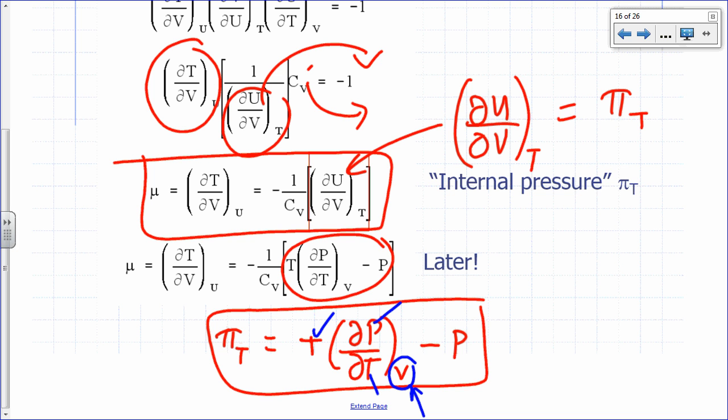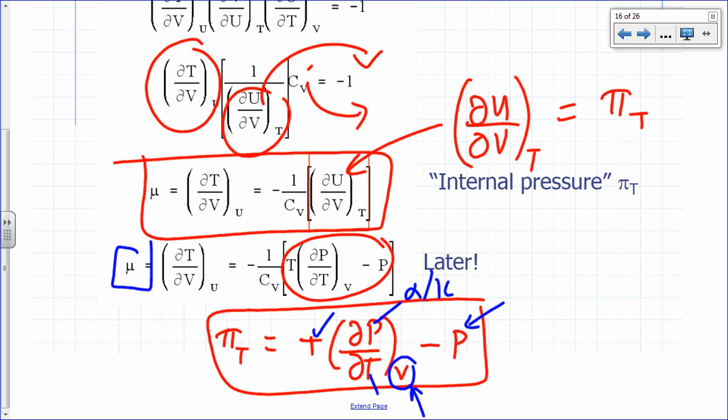What would you look up to get partial of P with respect to T? Remember? Alpha over kappa. Okay, that's just alpha over kappa. Pressure you can measure. So we can actually calculate mu from CV and this.